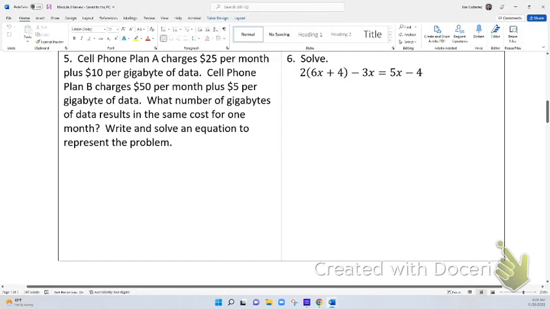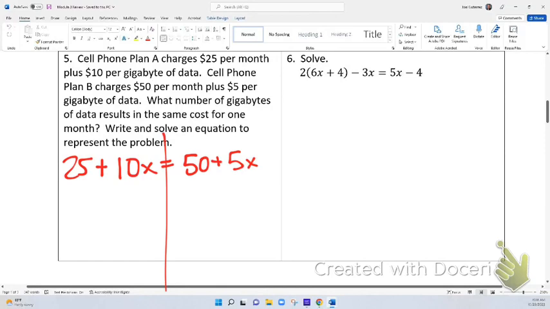But back in the day, they would say you had to pay $25 a month, right? And then on top of the $25 per month, they would charge you $10 for every gigabyte of data. So if you went over on data, they would charge you extra. Cell phone B charges $50 per month, and then plus an additional $5 per gigabyte.